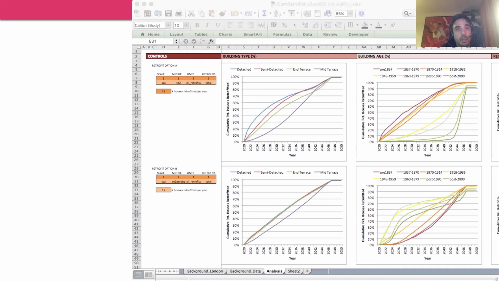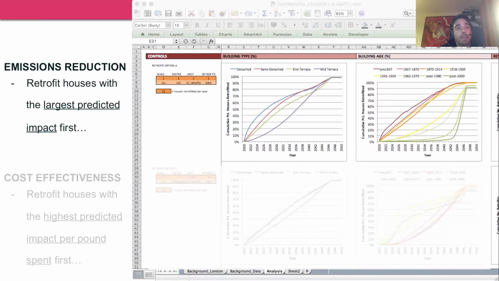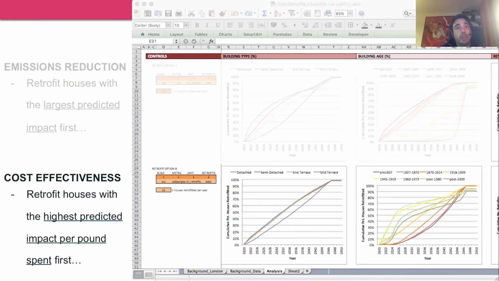So the 2 scenarios that I'll show now, firstly, are what I've called a sort of emissions reduction scenario, where houses are retrofitted in the order of the most predicted improvement first. So in the first year, the 15,000 houses with the largest predicted improvement will be retrofitted. In the second year, the next 15,000 and so on. And in the bottom row, the results, the order is instead controlled by cost effectiveness. So houses with the largest predicted improvement per pound of capital cost will be improved first.